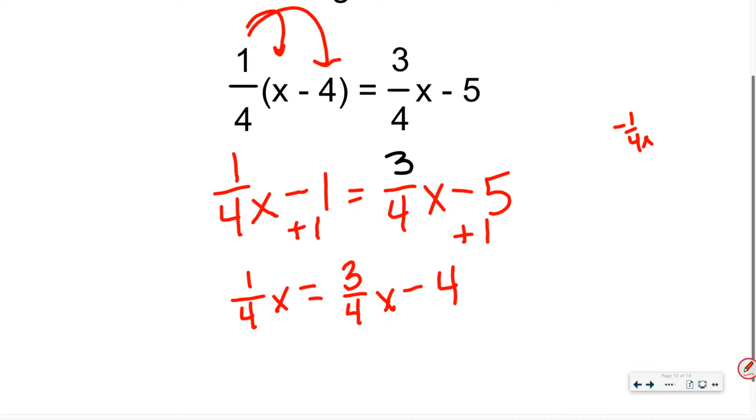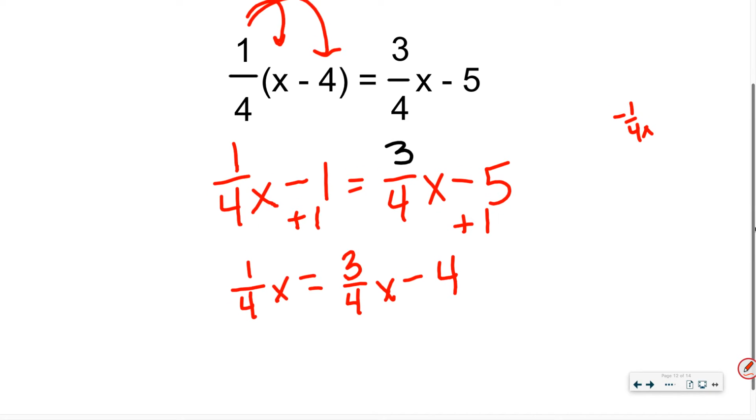And then to make it easier, I multiply by 4. Like 4 times 1/4 is all x. Okay, you multiply each side by 4.